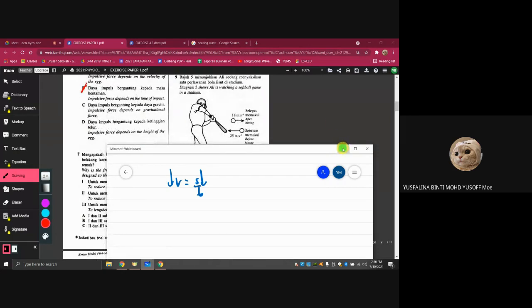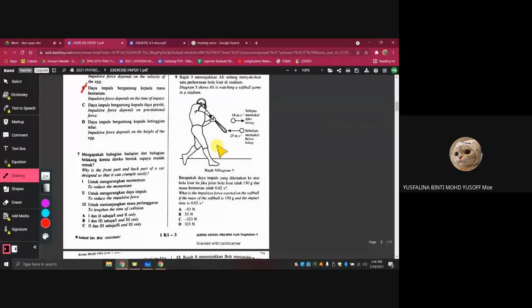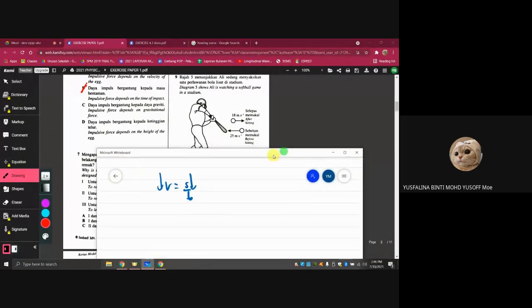Right, for number 9, this one you were confused. Which one is V, which one is U? And another thing, you forgot to put the negative sign. You forgot because there are two different directions. One moves to the right, one moves to the left. So there is a change of direction. You have to put either one as negative. But for me, positive is to the right, negative is to the left.